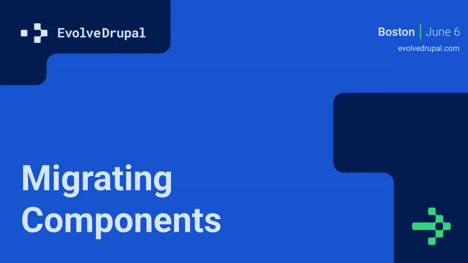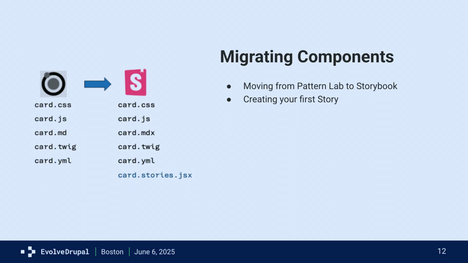So then it came to, okay, great, we know the tools that we want to use. The barrier of entry was low. We were keeping it simple. So the next thing was, how do we go about migrating these components? On the left-hand side there was our Pattern Lab instance. I'm going to use a card as an example because everybody has a card on their websites nowadays, right? So how do we go about moving from Pattern Lab to Storybook? And then what is this new thing that we have to create called a story? You're like, never seen that before.